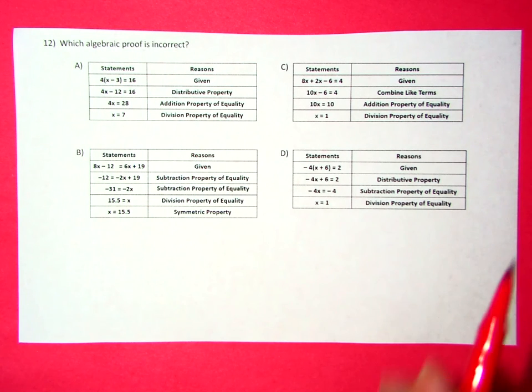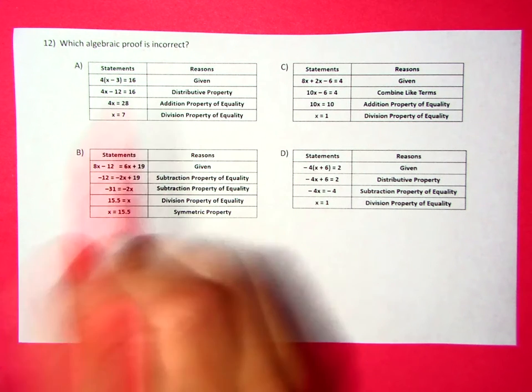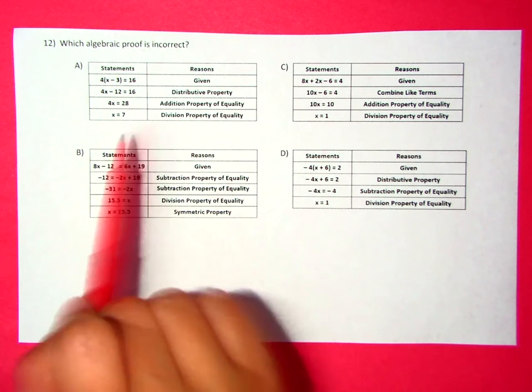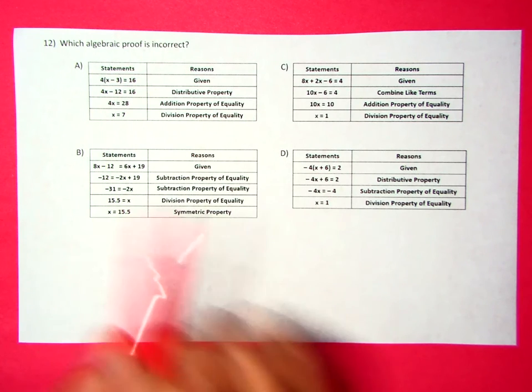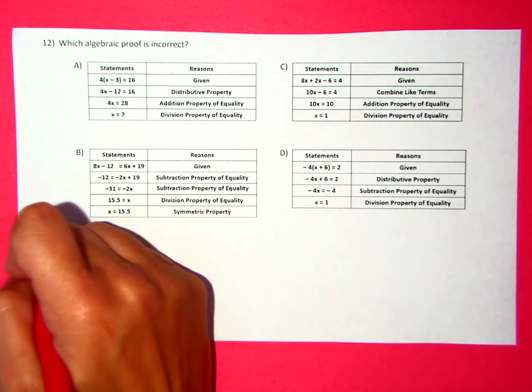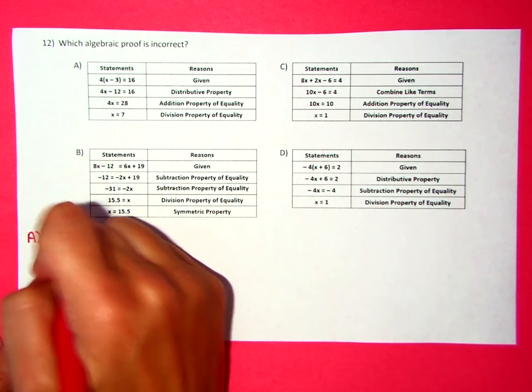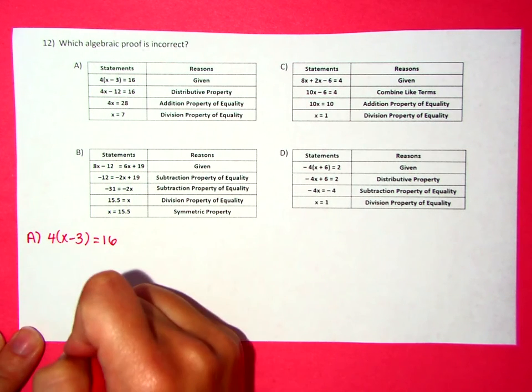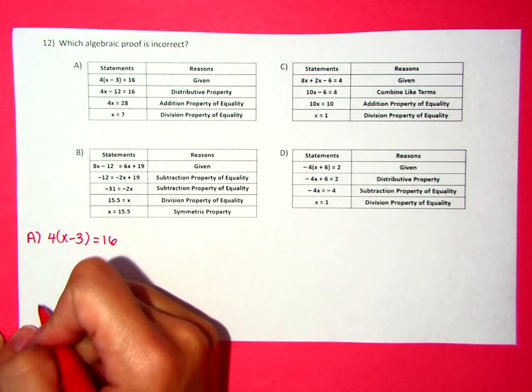This is number 12. It says, which algebraic proof is incorrect? Usually what you're looking for is to make sure that all your statements are mathematically correct and that the reasons support these. So what we want to do is bring down answer choice A, 4 times x minus 3. One good approach would be to solve this on your own and then start to check it against the information they have.